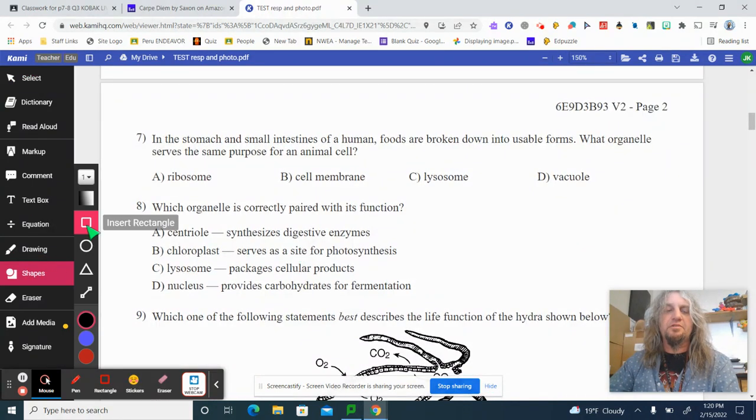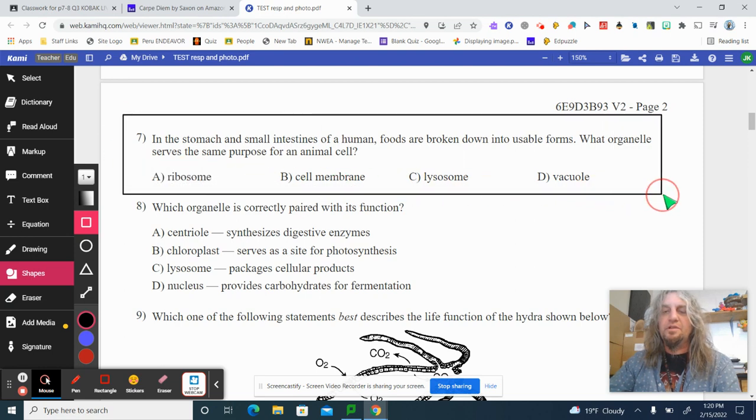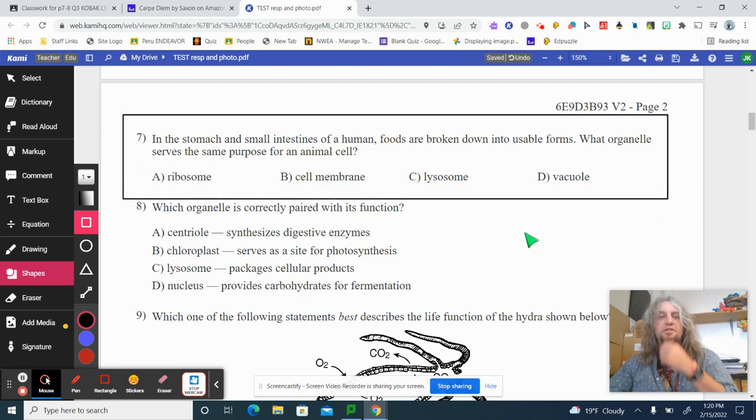All right, question number seven. In the stomach and small intestines of a human, foods are broken down into usable forms. What organelle serves the same purpose in an animal cell? A. Ribosome, B. Cell membrane, C. Lysosome, or D. Vacuole.